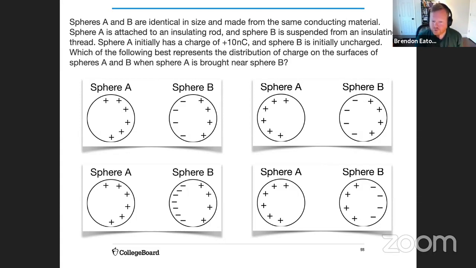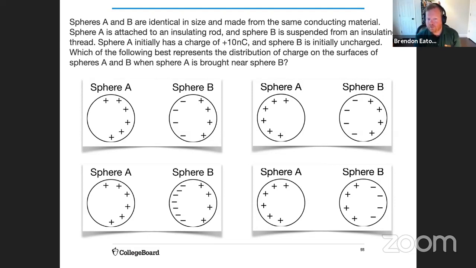So knowing that sphere A has a charge of positive 10 and B is initially uncharged, I need to look at my answer choices for sphere B real quick to see what I might be able to rule out. Since I'm not charging by induction, there should be a net 0 charge on sphere B still. So which one does not have a net 0 anymore? It looks like the bottom left-hand choice has more electrons than it does protons, so the bottom left-hand choice is not possible.